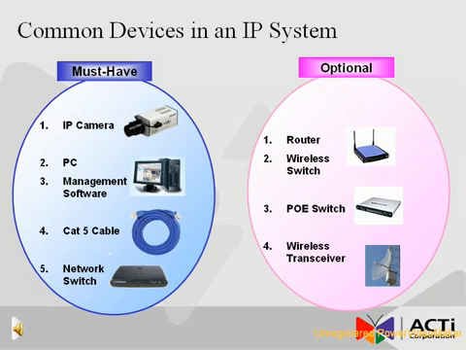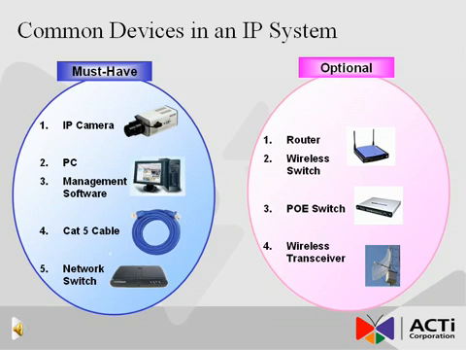Those include a router that is used to forward selected cameras and computers to the internet; a wireless switch, which is necessary to receive data streams wirelessly; a wireless transceiver, which is used in conjunction with the wireless switch to transmit data wirelessly; and PoE, or Power over Ethernet, that transports both data and power through a single Cat5 cable. This is only available for devices that are PoE capable.